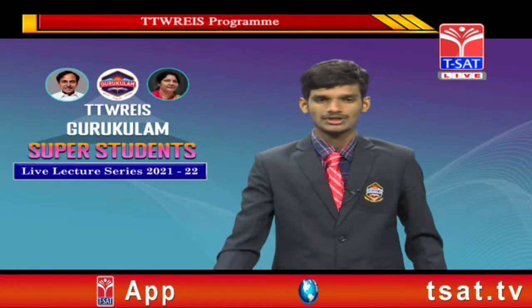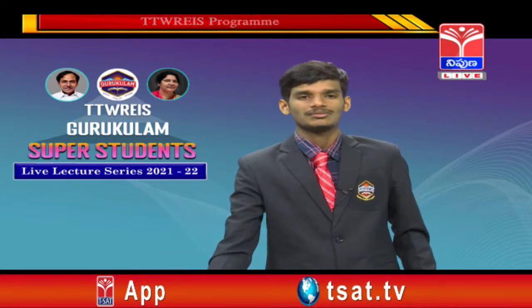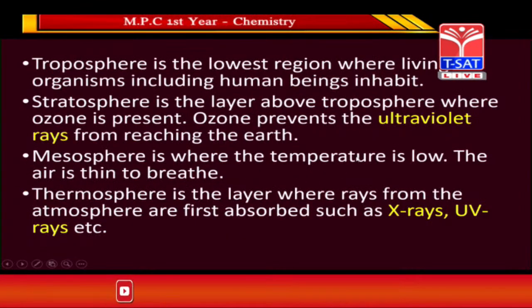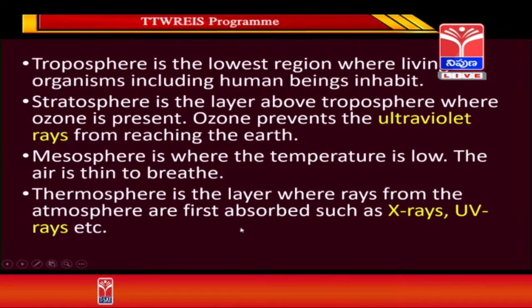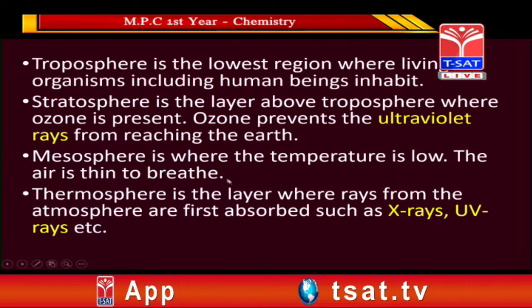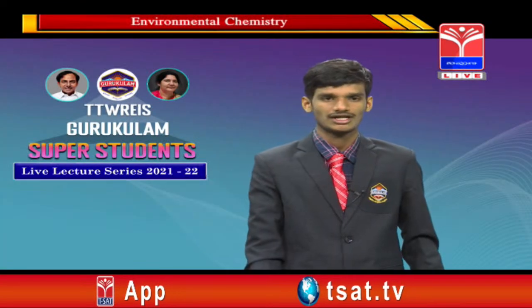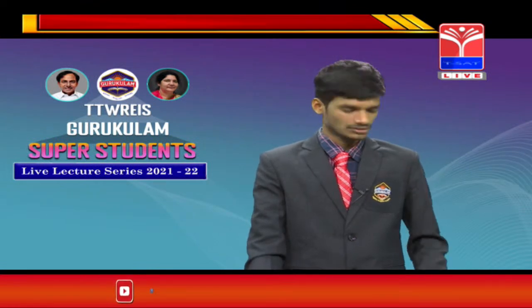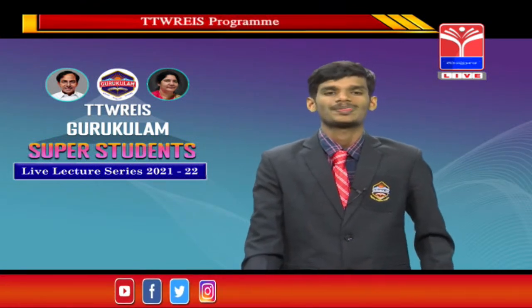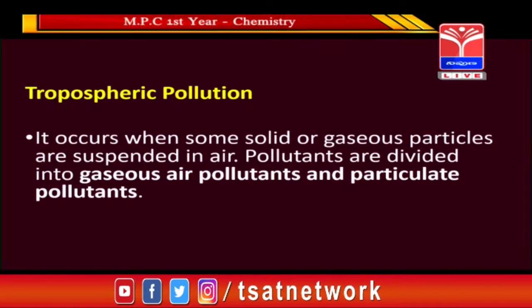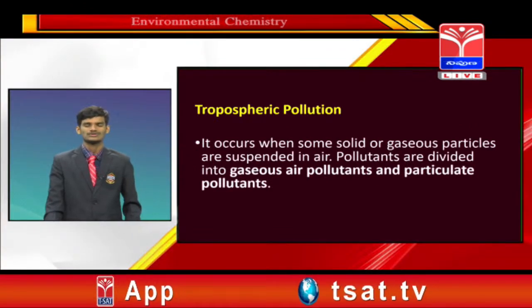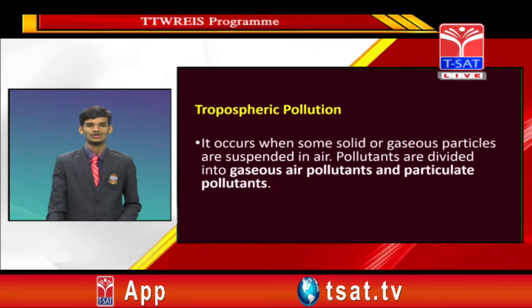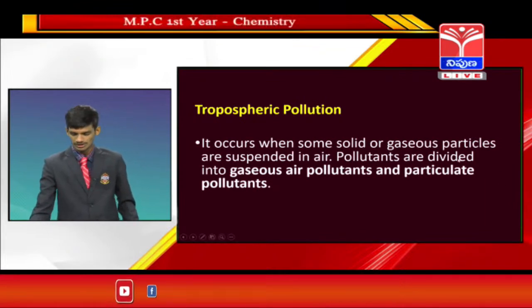Next, mesosphere. Mesosphere is very low in temperature and the air is too thin to breathe. Thermosphere, we don't know about it in detail, but it is where rays from the atmosphere are first absorbed, such as X-rays and UV rays. UV rays are ultraviolet rays. Next, coming to tropospheric pollution. The pollution which occurs in the troposphere is known as tropospheric pollution. Tropospheric pollutants are two types, gaseous pollutants and particulate pollutants.